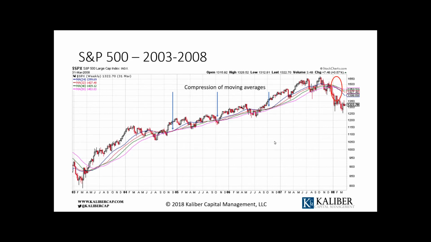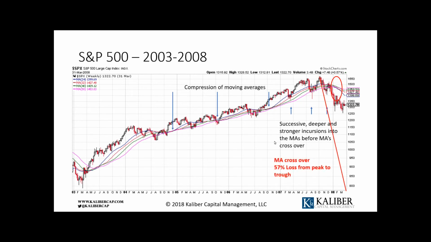Before the moving average crossover, we get deeper and deeper incursions of price into the moving averages. These represent periods of distribution from early buyers to buyers who are coming late into the trend. Finally, price breaks through, and once the trend rolled over, there was a 57% loss from peak to trough.